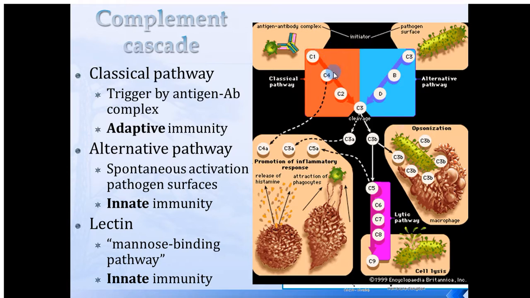So here you can see different pathways. And the pathway, it's going to do a couple things. It's going to try and directly kill the invader, but it's also going to stimulate an inflammatory response. It's going to try and turn up things like mast cells. It's going to attract white blood cells to the area.